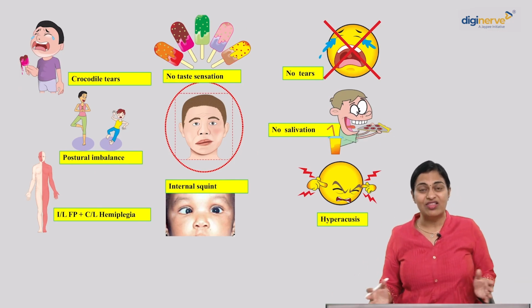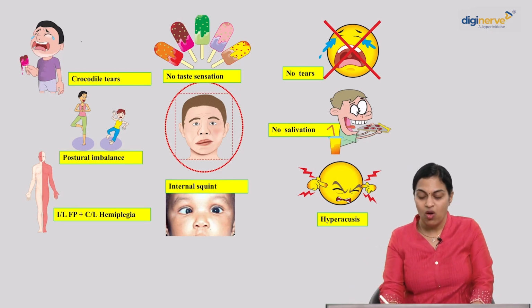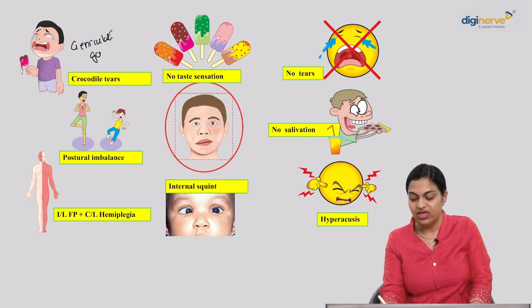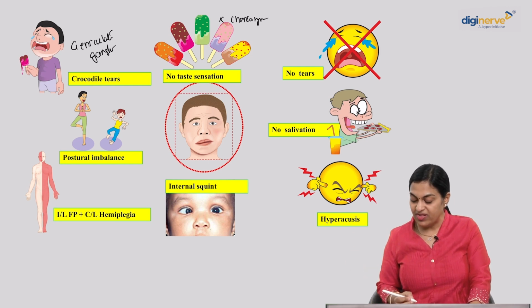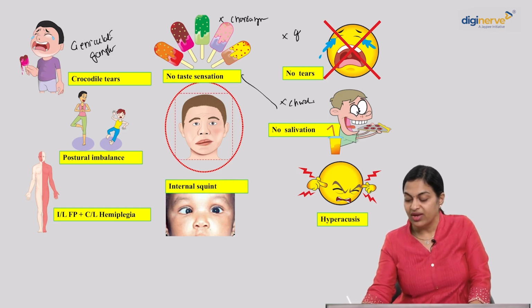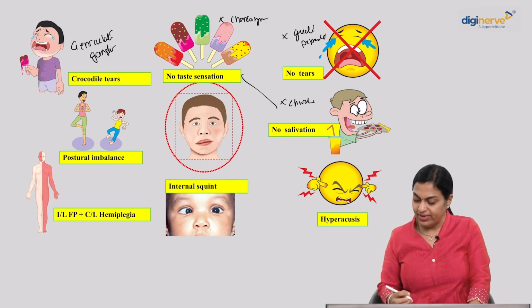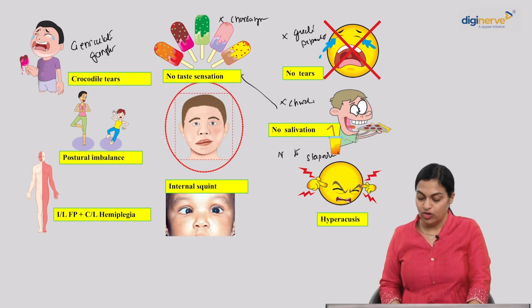So the facial nerve, it's not just muscles of the face. There are so many things to add to it. Just now we saw when the injury is proximal to the geniculate ganglion, crocodile tear syndrome. And injury to the chorda tympani branch, no taste sensation, no salivation, right? Injury to the greater petrosal nerve, again no tears. And if the nerve to stapedius is injured, yes, hyperacusis.